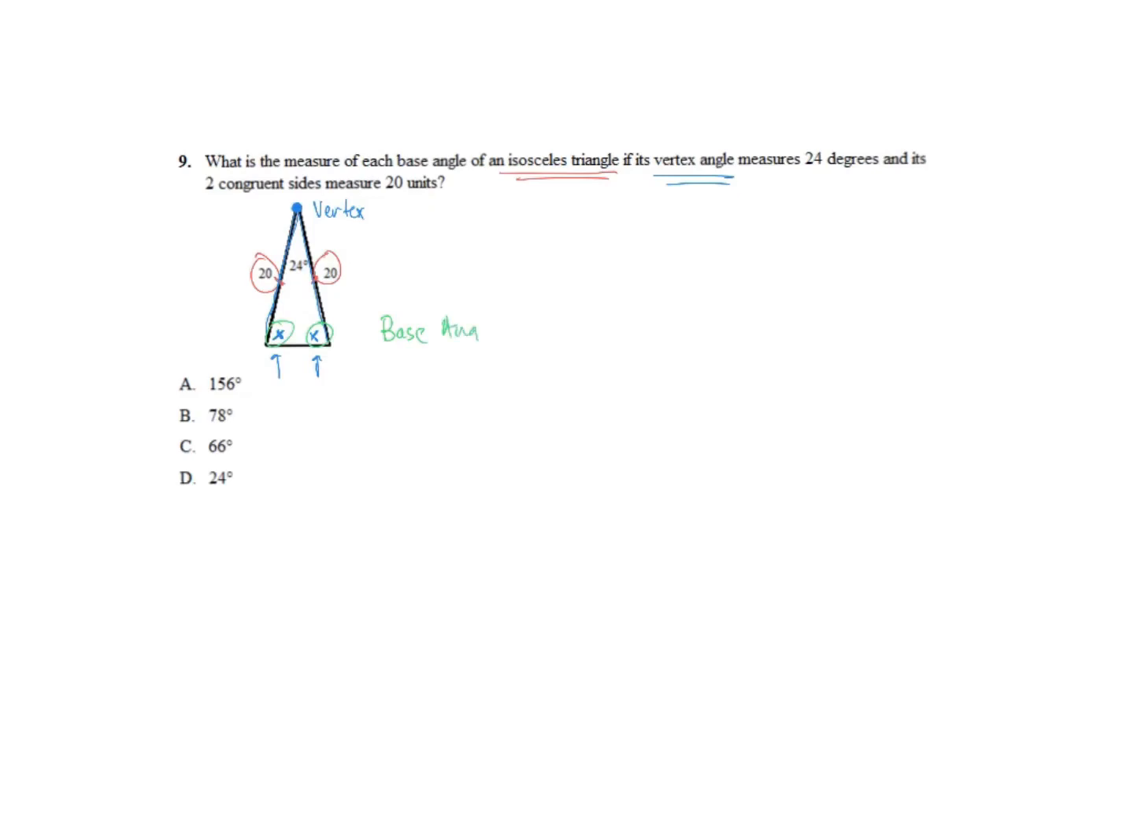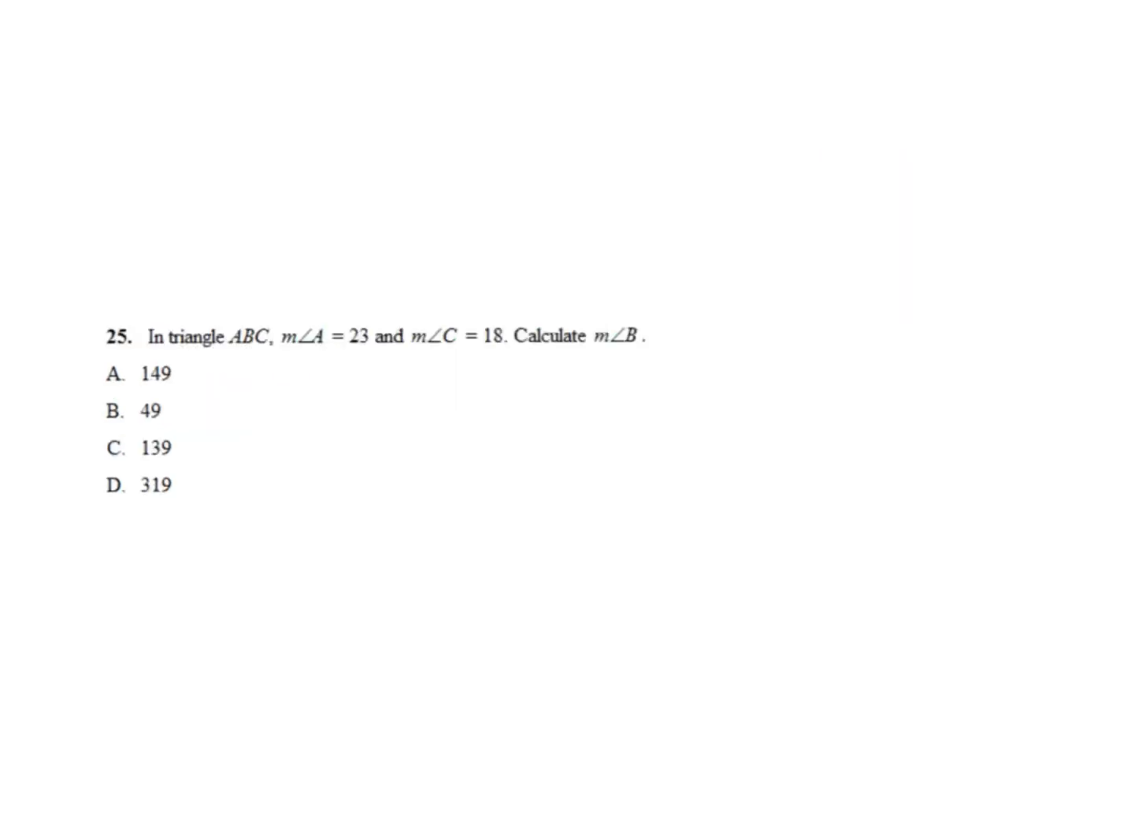And all I need to do is take the 180 degrees that's within every triangle, subtract the vertex angle, and then split that into two angles, and it would give me 78 degrees, meaning both of these angles here and here. I want to keep the fact that if these sides are equal, these angles are equal, so both these angles would be, in fact, 78.